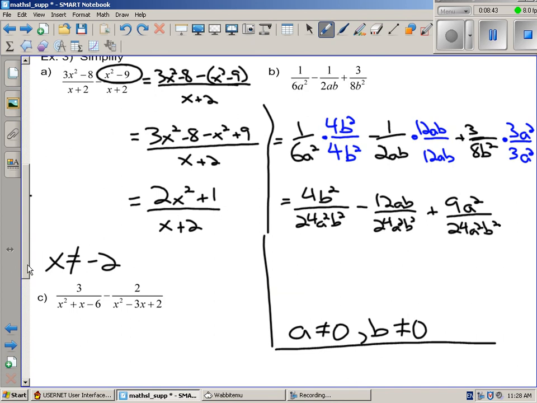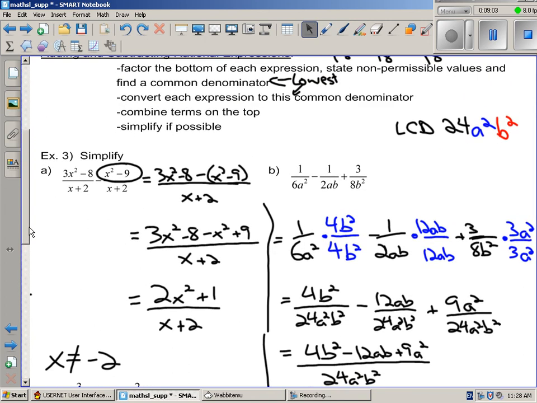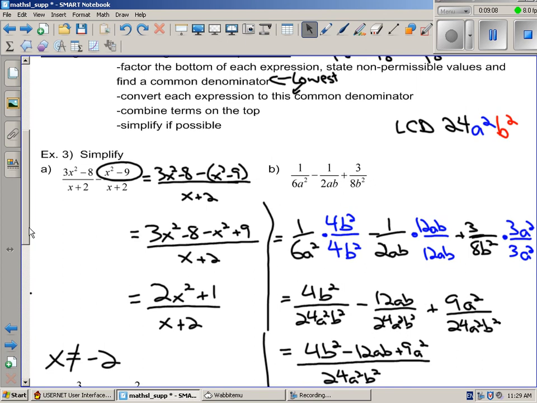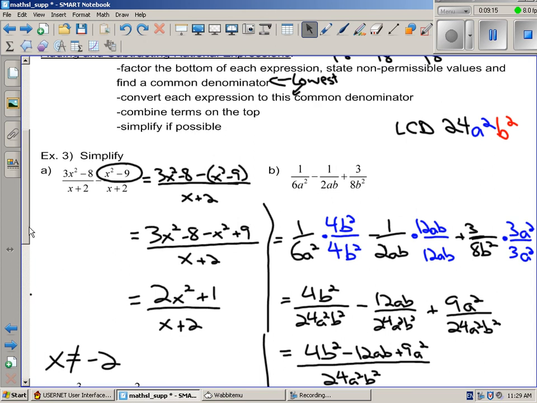Now that we've got the same denominator, we can simply collect our numerators. So we have 4b squared minus 12ab plus 9a squared all over 24a squared b squared. Let's see if we've done all the steps. Factor the bottom of each expression, didn't have to do. State non-permissible values, yep. Find a common denominator, did that. Convert each expression to its common denominator, that's right. Combine the terms on top, yes.